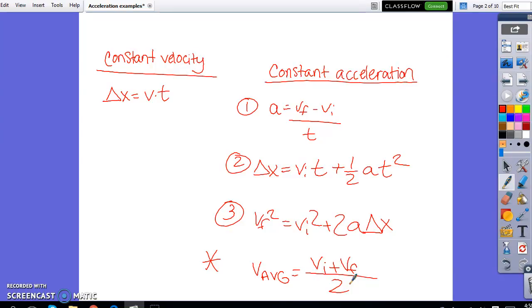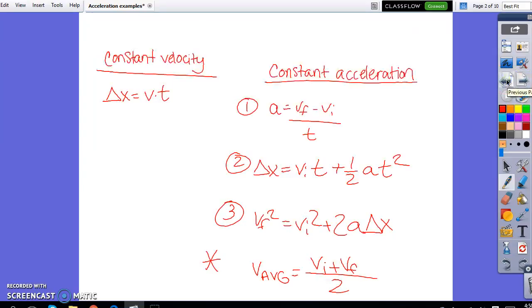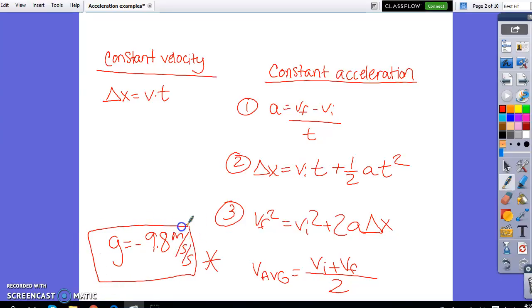Another note that I need to give you. Let's talk about free fall just a little bit. Free fall has a special acceleration due to gravity. I think we've already talked about that. I'm going to put g equals negative 9.8 meters per second squared. That is your acceleration due to gravity, given that you have an object in free fall. Now, all of that being said, this is my toolbox.